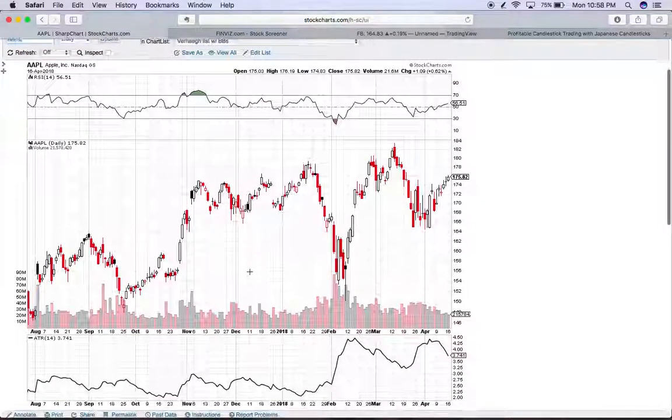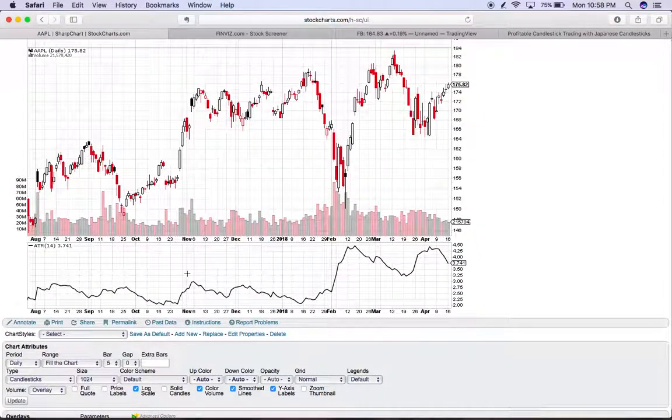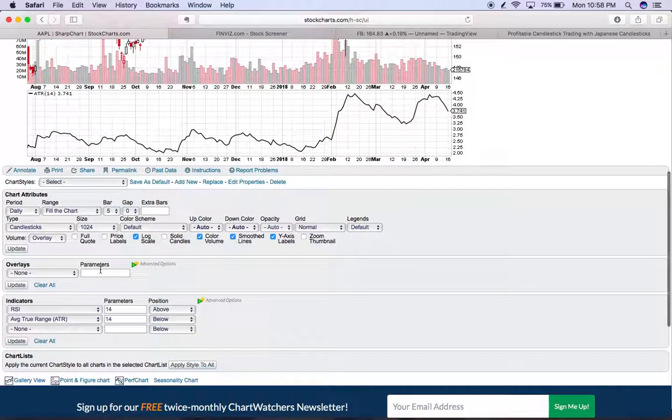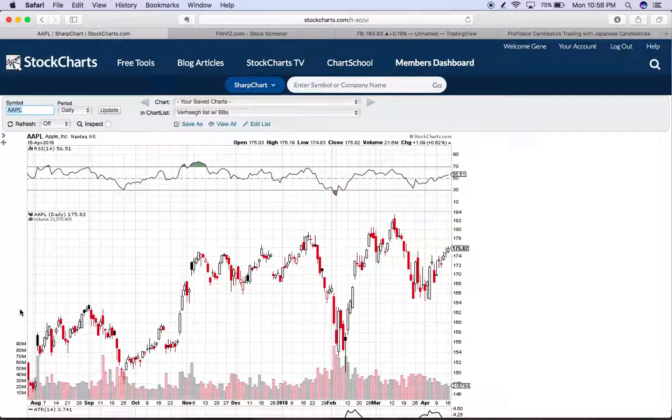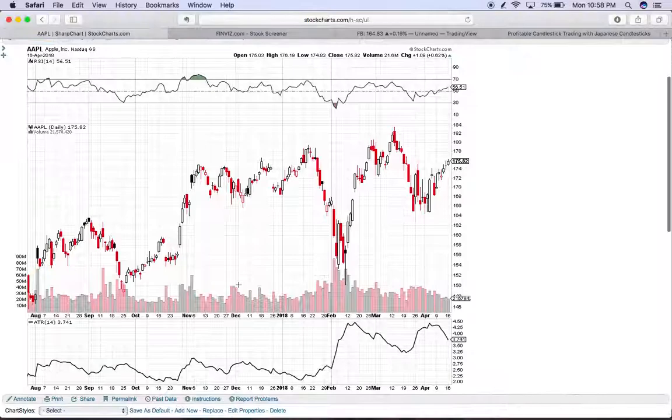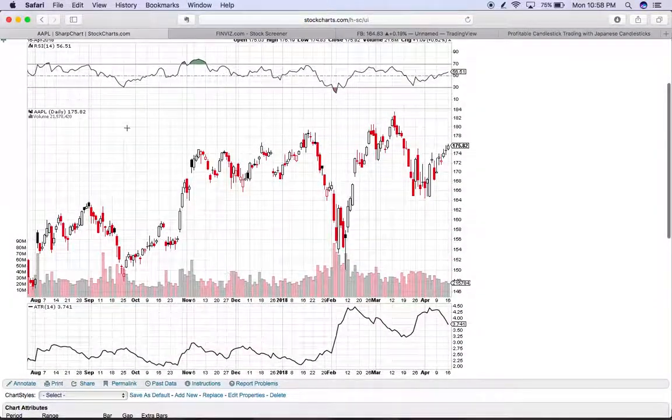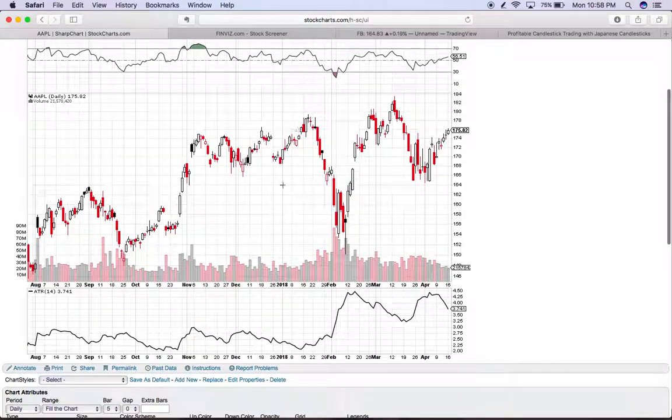The average true range, you can find it on StockCharts. If you go to indicators, you can see I have it here. You hit average true range. The default is 14, which would be 14 days on a daily chart, or 14 bars or candlesticks on any other time frame. And so the ATR, and this is the RSI at the top, so you can just ignore it for now, but the ATR is down here.